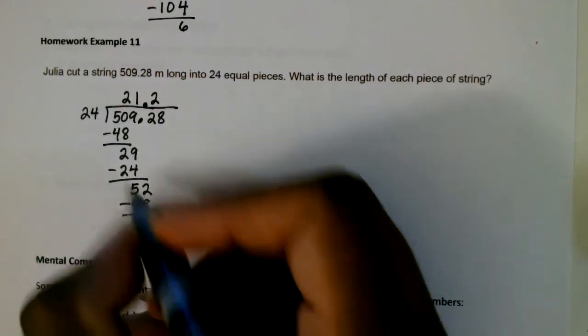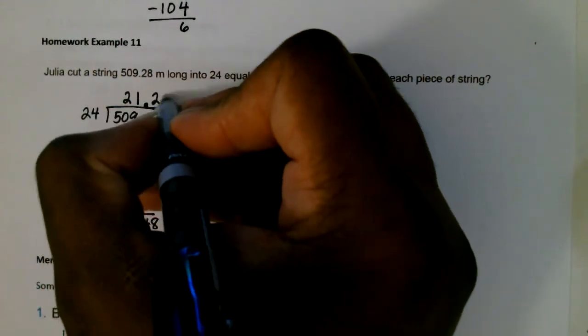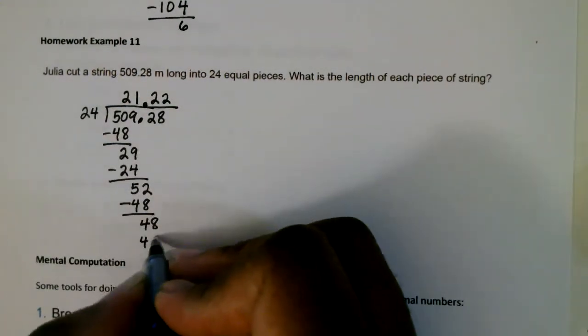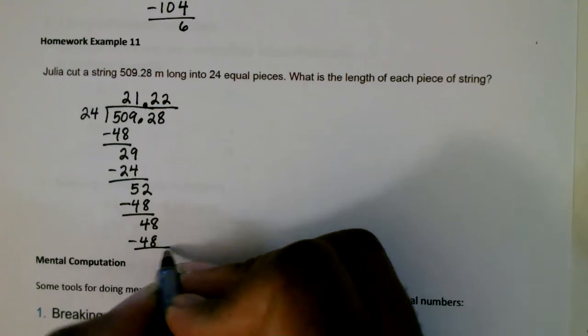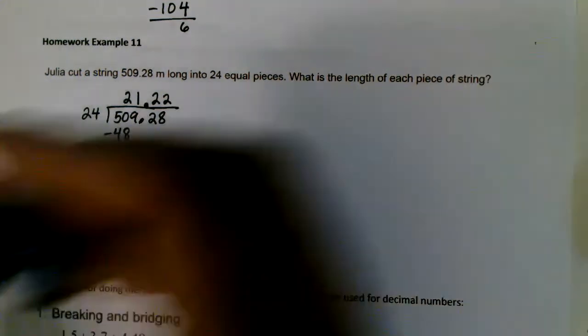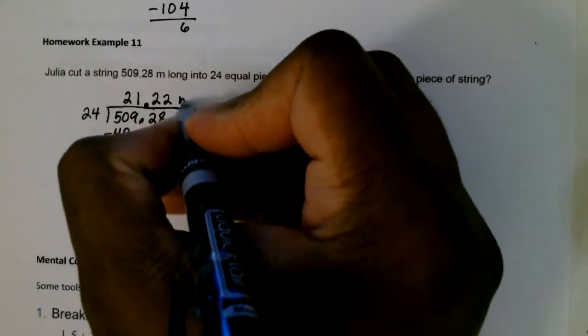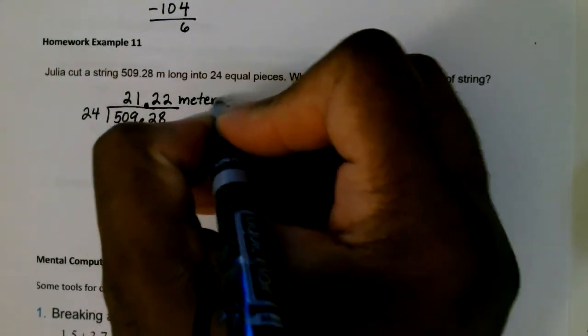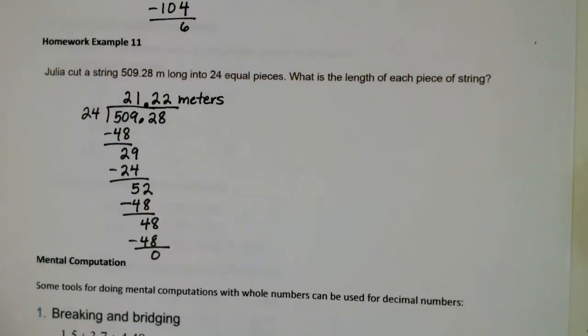Bring down the 8. 24 goes into 48 2 times. 2 times 24 is 48. 0 remainder when you subtract. So here, the length of each piece of the string is 21.22 meters long.